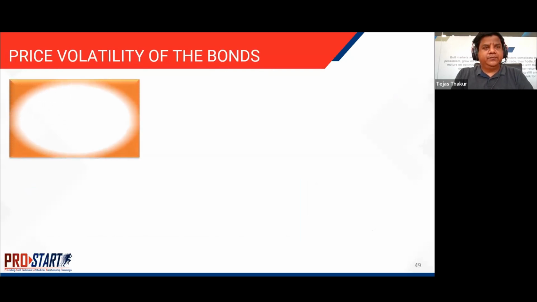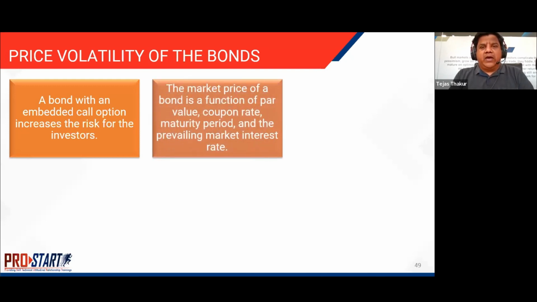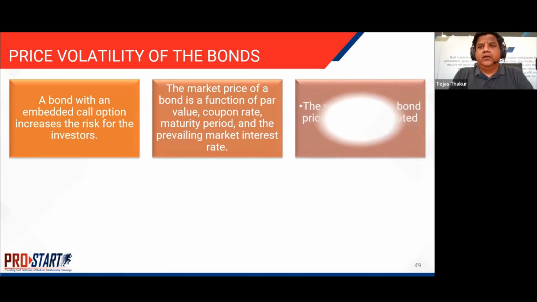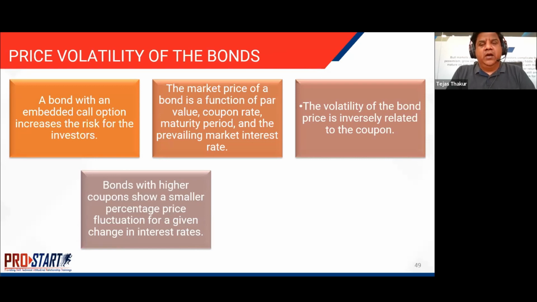Price volatility of the bonds. So a bond with an embedded option, what will happen to it? We discussed this will increase the risk for the investors. Market price of a bond is a function of par value, coupon rate, maturity period, and the prevailing interest rates. We have understood that already. The price volatility of the bond is inversely related to the coupon. So the higher the coupon, the lower will be the volatility in the price. Sorry, my mistake. The coupon and the bond price volatility move in opposite directions.